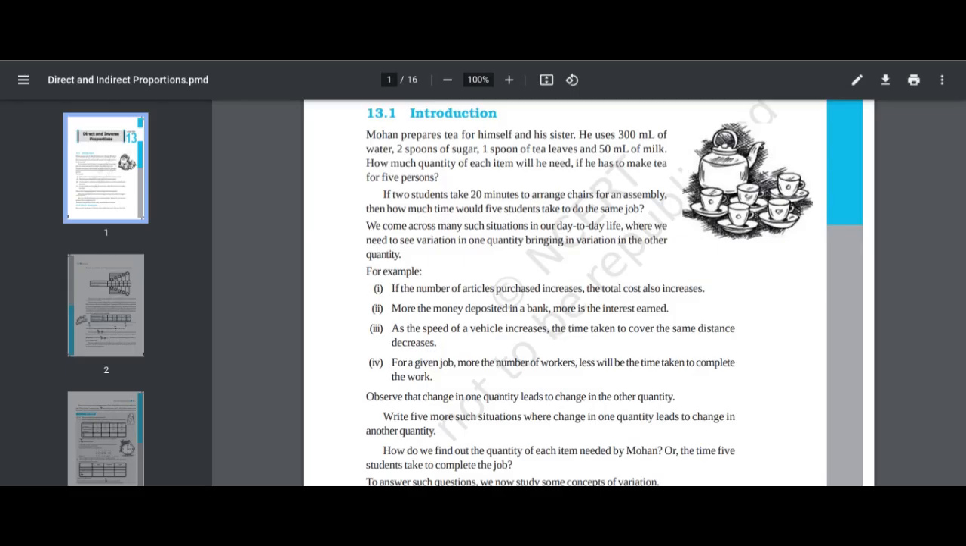Yes, I have made tea, but then it became all watery. Oh, because you didn't measure the quantities of the ingredients. That's why.